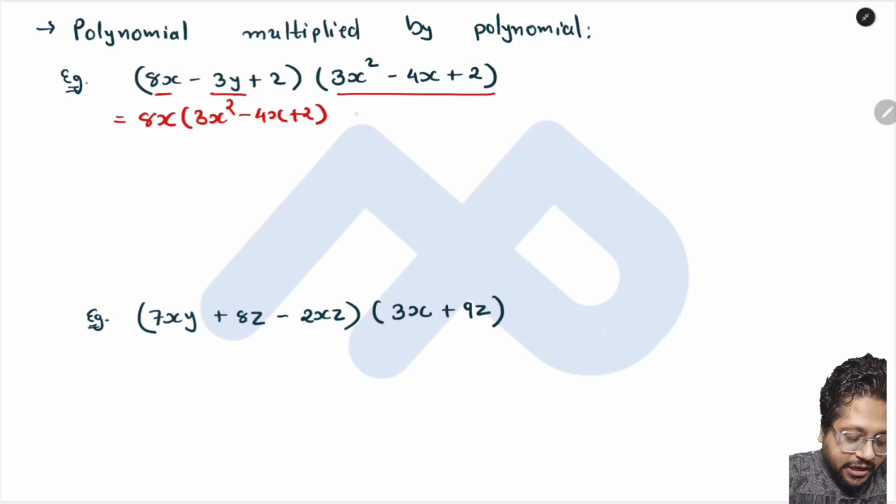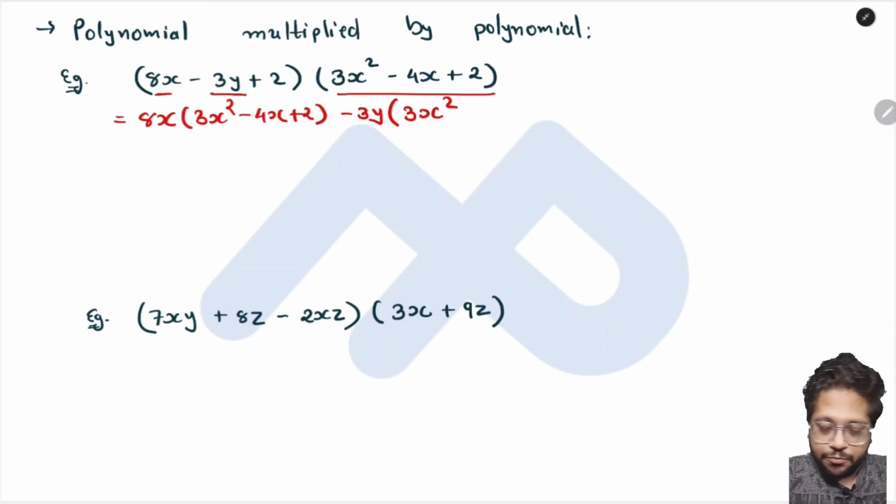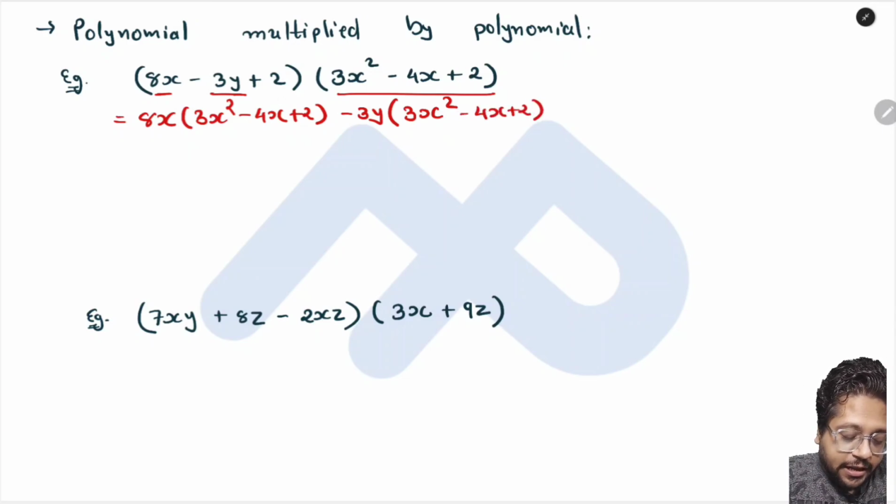Then this minus 3y. Mind one thing that I am putting this 3y with its sign also. Don't forget the sign. If it is negative, put the negative 3y. If it is positive, put the positive. Don't just bring the term without its sign. So 3x square minus 4x plus 2, and then plus 2 times 3x square minus 4x plus 2.